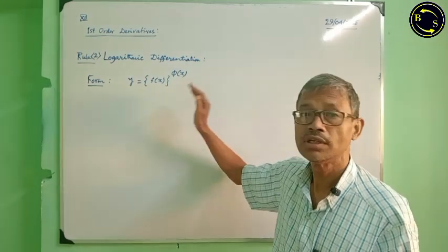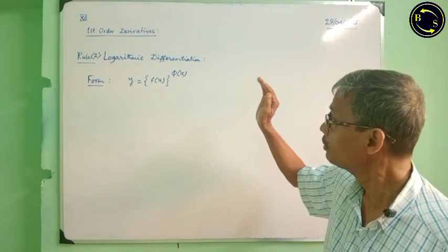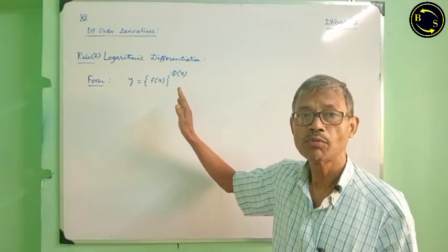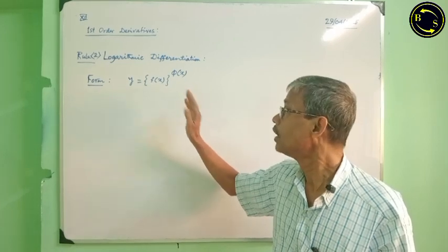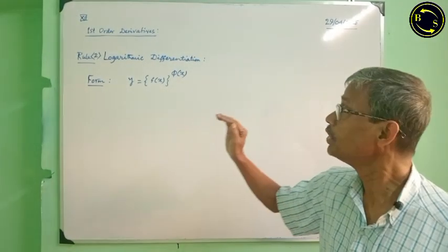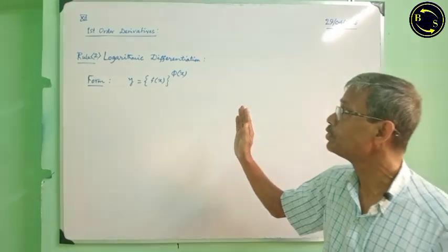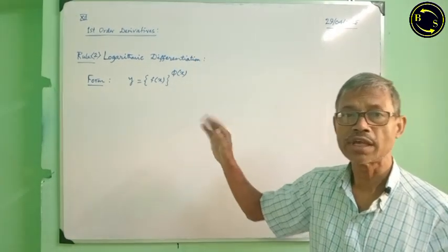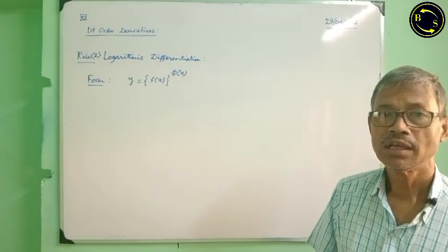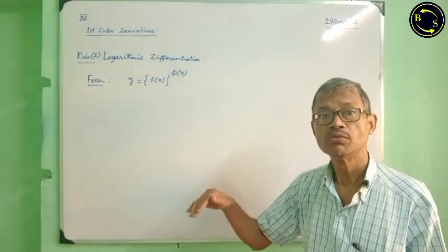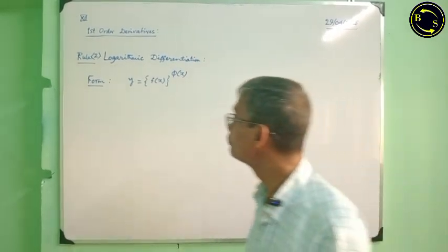In such type, or for this special form of function, we have to use logarithmic differentiation. First of all, we have to take log of both sides to the base e. After that, we have to progress like this.